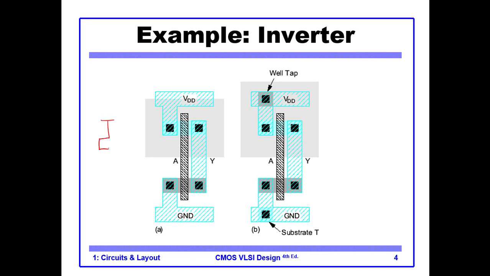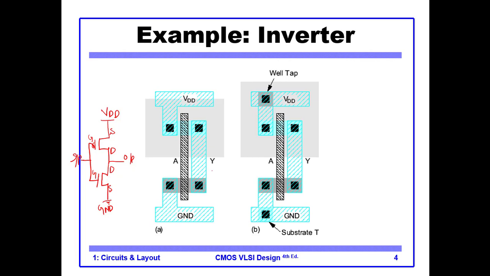As you remember, an inverter has a PMOS and it has an NMOS. Both of them are connected in this kind of fashion. So we have the VDD, we have the ground here. And this is your source, this is your drain, source, this is gate, this is gate.